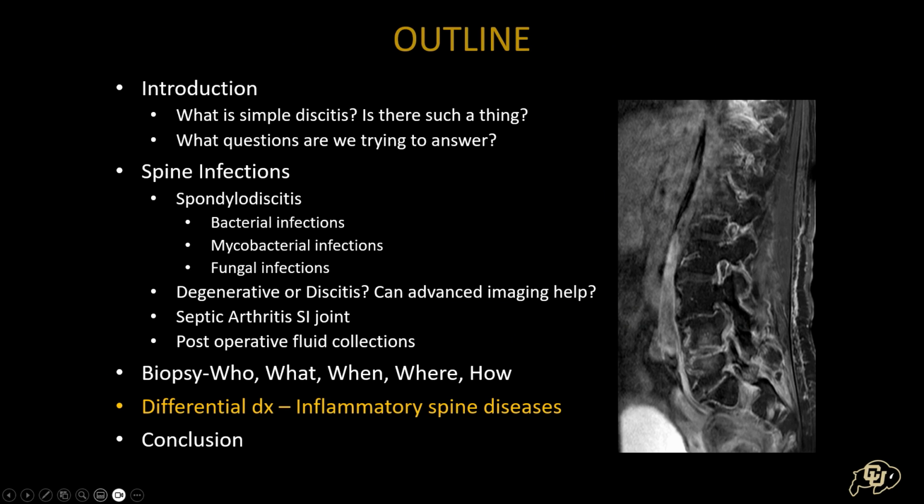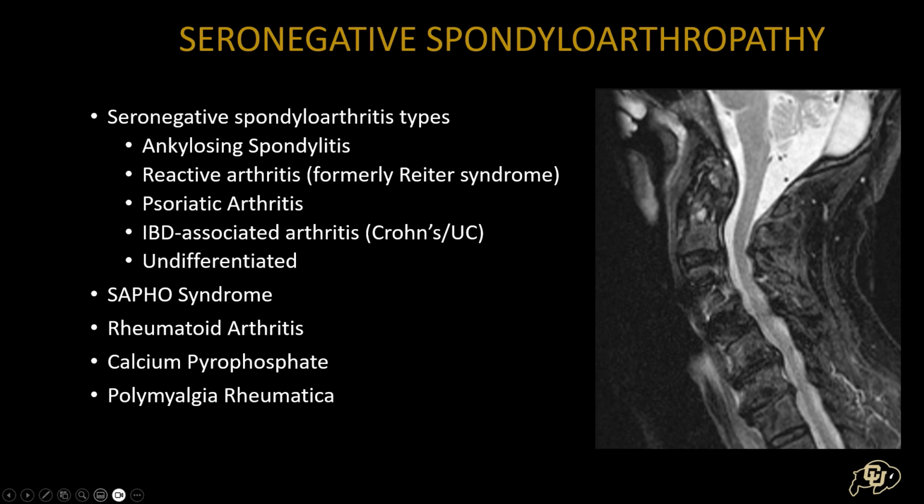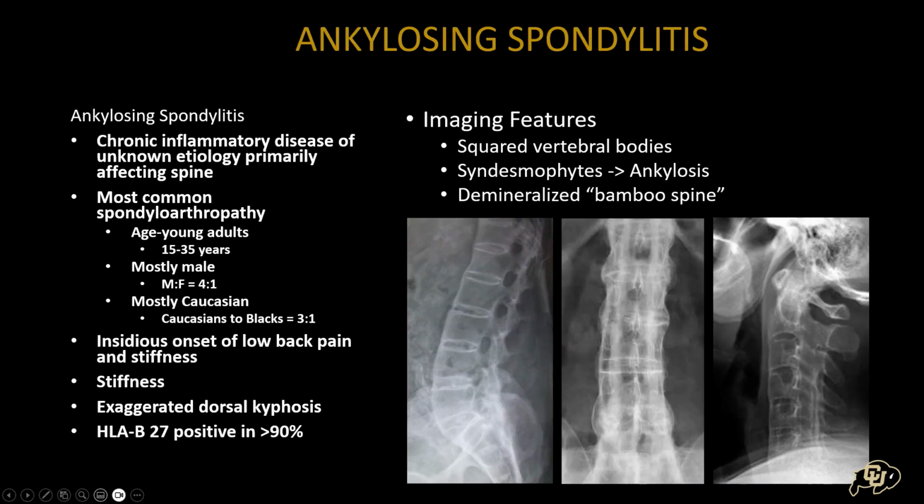Okay, so in the last 5 minutes, I do want to talk about the differential diagnosis so that we have touched on a couple of other conditions that can give similar imaging and we don't get confused by these inflammatory diseases. The first of which is seronegative spondyloarthritis. And we're going to talk about ankylosing spondylitis, but we'll also talk about these other conditions as well.